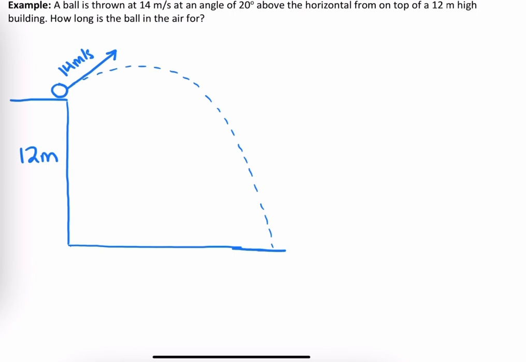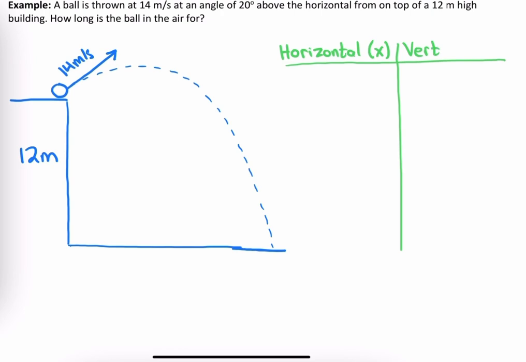So we learned that a good way to solve these problems is to look at what's happening in the horizontal and vertical directions separately. So let's take that same approach here. So in each the horizontal and the vertical side, we have our usual variables, VF, VI, A, D, and T.